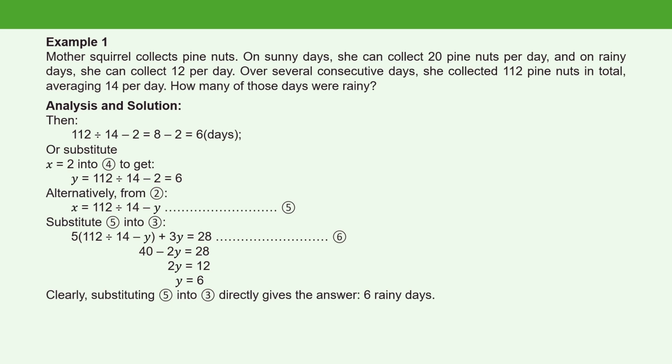Alternatively, from equation 2, we can write x in terms of y, giving x equals 112 divided by 14 minus y, which we'll call equation 5. Substitute equation 5 into equation 3, we get equation 6. Then we solve to get y equals 6. Clearly, substituting equation 5 into equation 3 directly gives the answer, 6 rainy days.